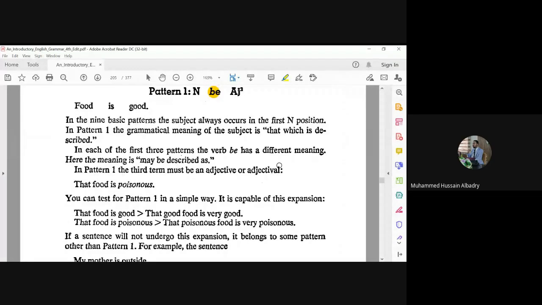Pattern number 1. NBIG. NBIG means noun be adjective. Noun be adjective. This is pattern number 1. In the 9 basic patterns, for example, food is good. Food here is a noun, is is the verb be, and good is an adjective.